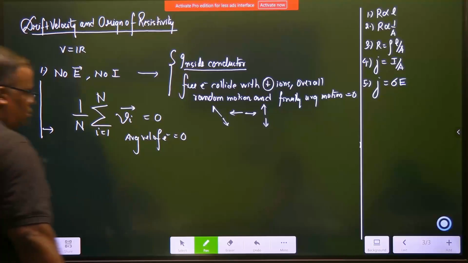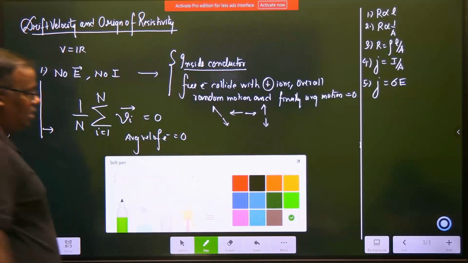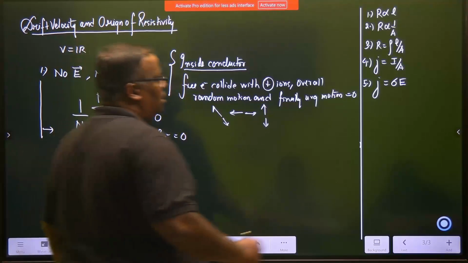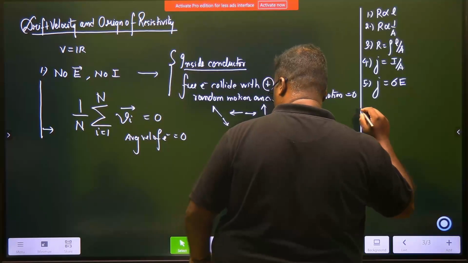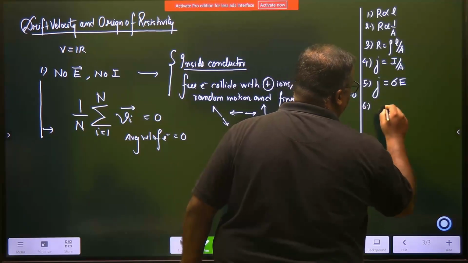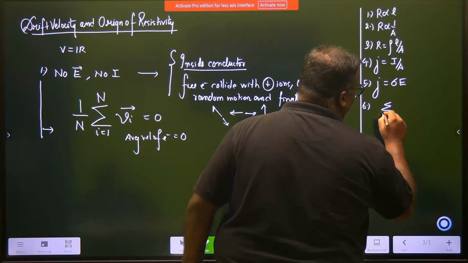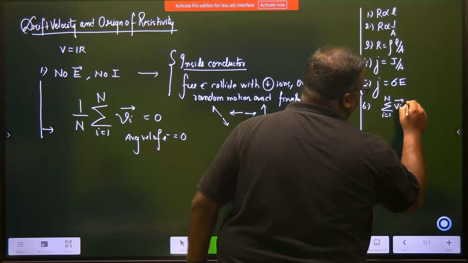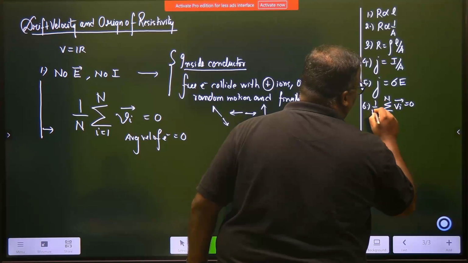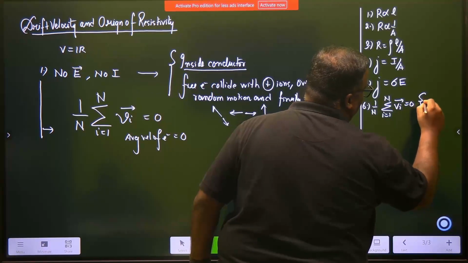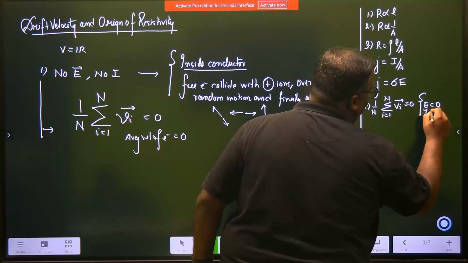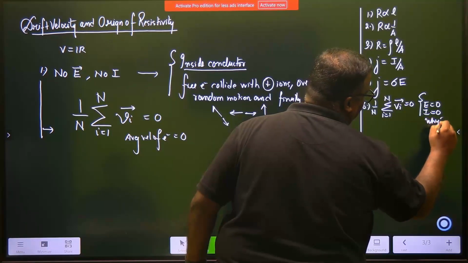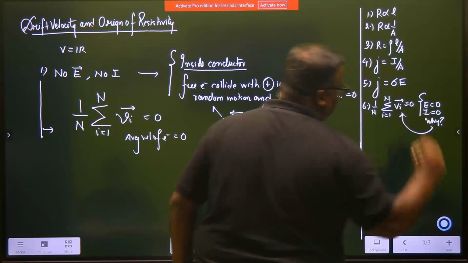Point number 1 understood? You can note down and then I'll wipe off point number 1. So this is also an understanding for you that the sum over i equal to 1 to n of Vi is equal to 0, that is, 1 upon n times the sum is 0. When E is equal to 0, I is equal to 0. And you say, why does this happen? The answer for why is actually this.